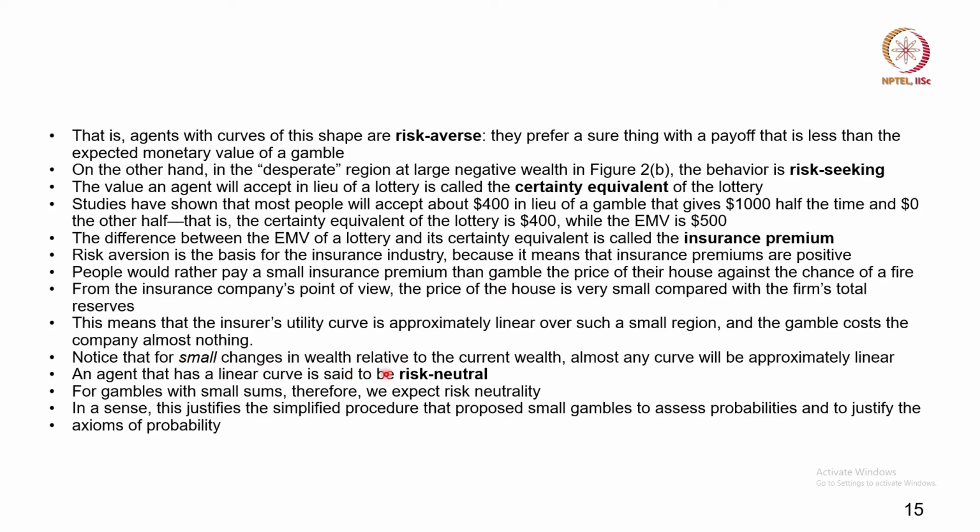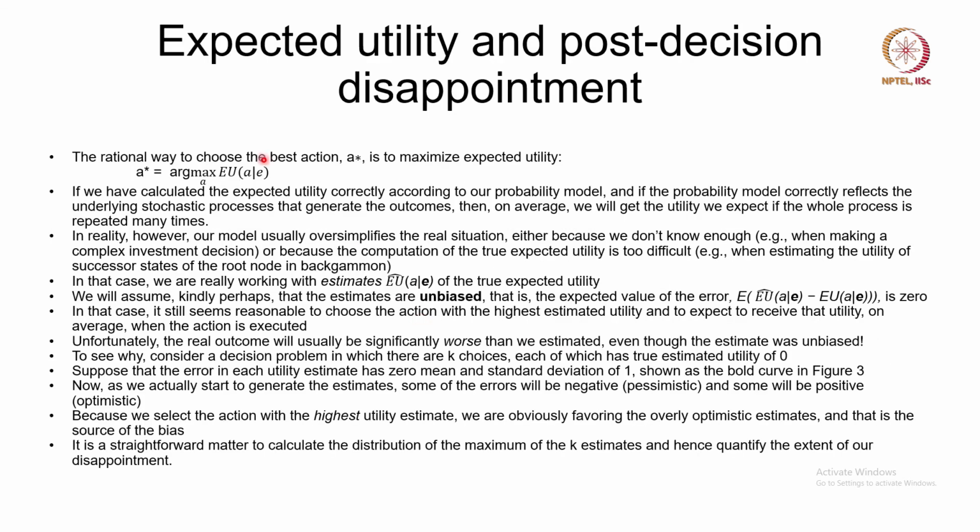For small changes in wealth relative to the current wealth, almost any curve will be approximately linear. An agent that has a linear curve is said to be risk neutral. It's neither risk seeking nor risk averse, but risk neutral. This is true for gambles with small sums. So the rational way to choose the best action is to take expected utility and choose the action. We just saw that right at the beginning. That is the best way to choose the right action.